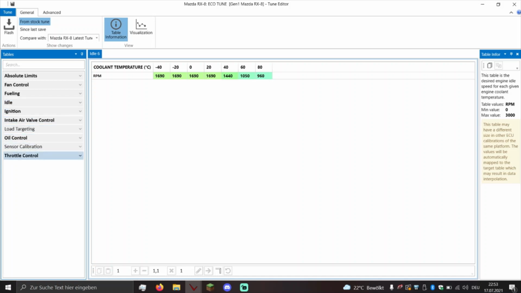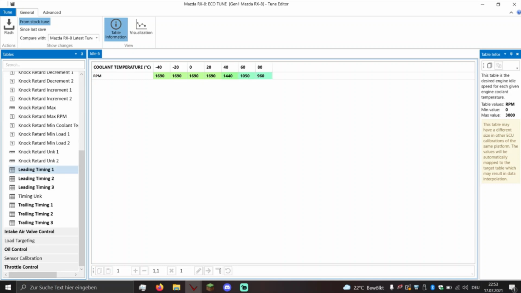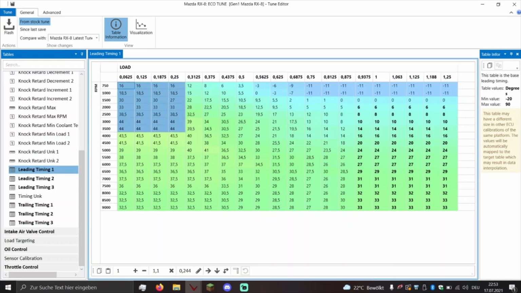And everything else is basically just like the latest tune I've uploaded, probably. Of course, I deleted pops and bangs. That's a major thing to consider. Like, I have the stock ignition timing for the low load cells, since pop and bang does up the fuel consumption. So yeah, that's basically it.